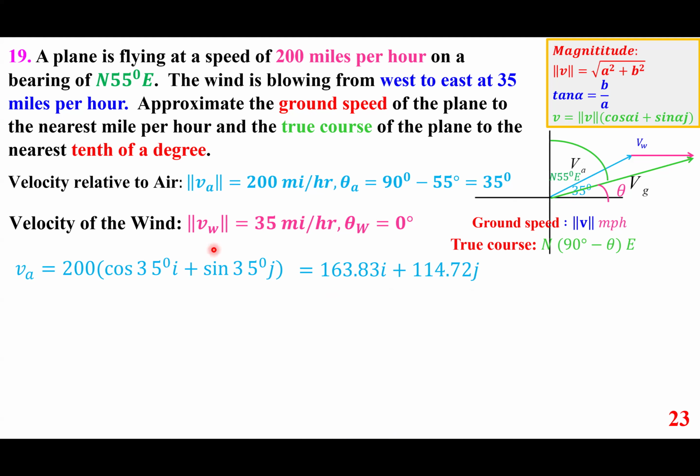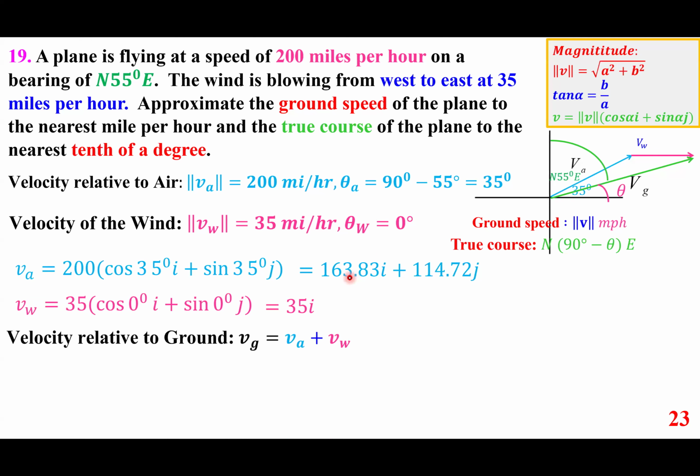This one, again, this is the magnitude, 35, the same thing. We are using cosine of 0 degrees I, sine of 0 degrees J, sine is 0, cosine is 1, we get simply 35I. So this one is the sum of those two. In order to add these two, you're going to add components, which means 163.83 and 35 is 198.83I. And this one doesn't have a J component.